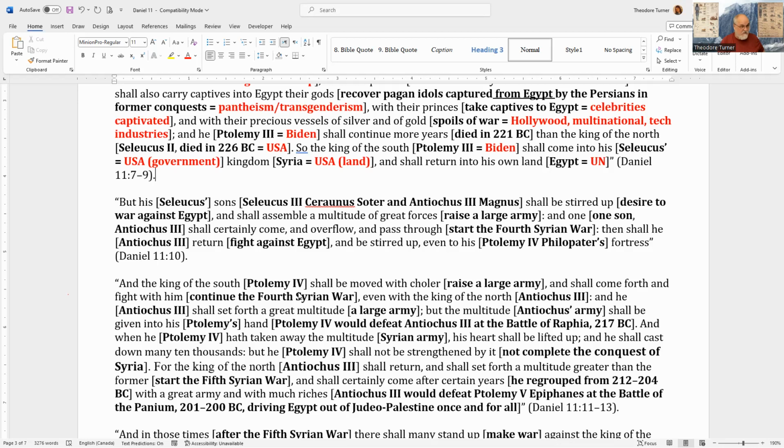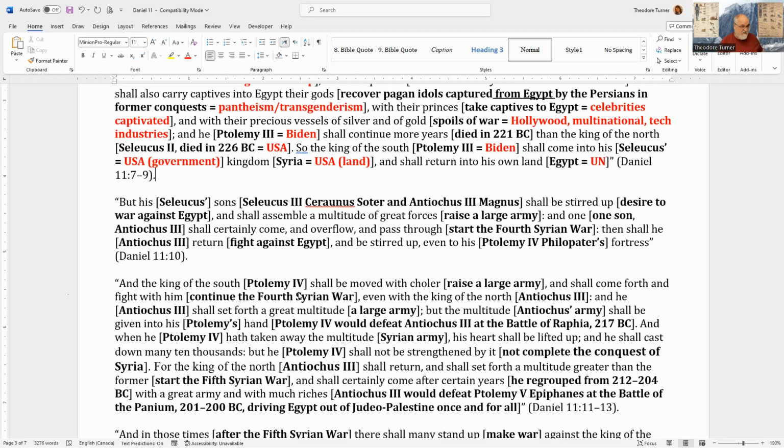And Ptolemy IV would defeat Antiochus III in the Battle of Raphia, 217 BC. And when he, Ptolemy IV, has taken away the multitude, the Syrian army, his heart shall be lifted up, and he shall cast down many 10,000s, but Ptolemy IV shall not be strengthened by it, not completing the conquest of Syria. For the king of the north, Antiochus III, shall return and shall set forth a multitude greater than the former, the start of the fifth Syrian war, and shall certainly come after certain years.